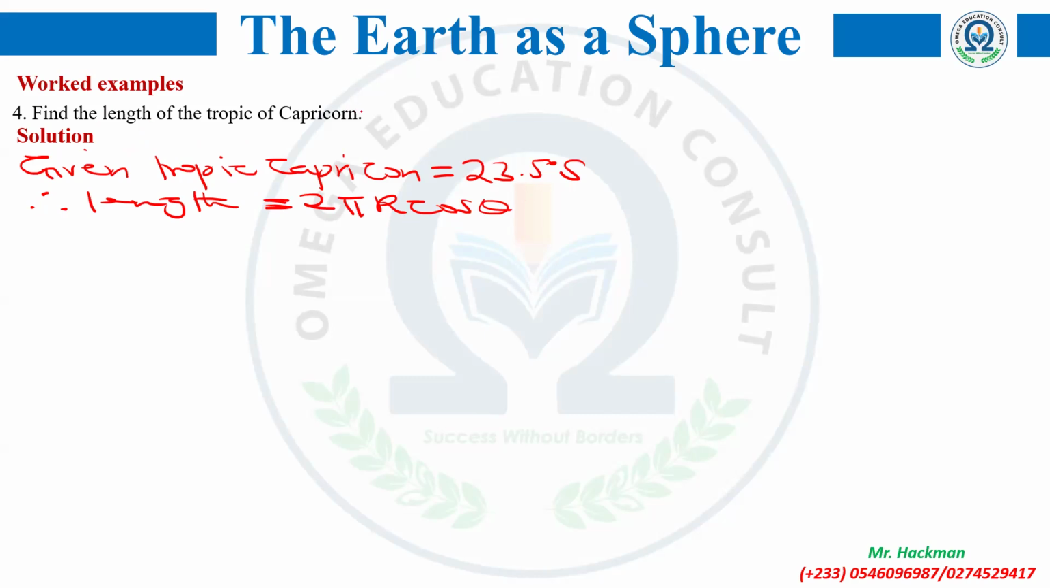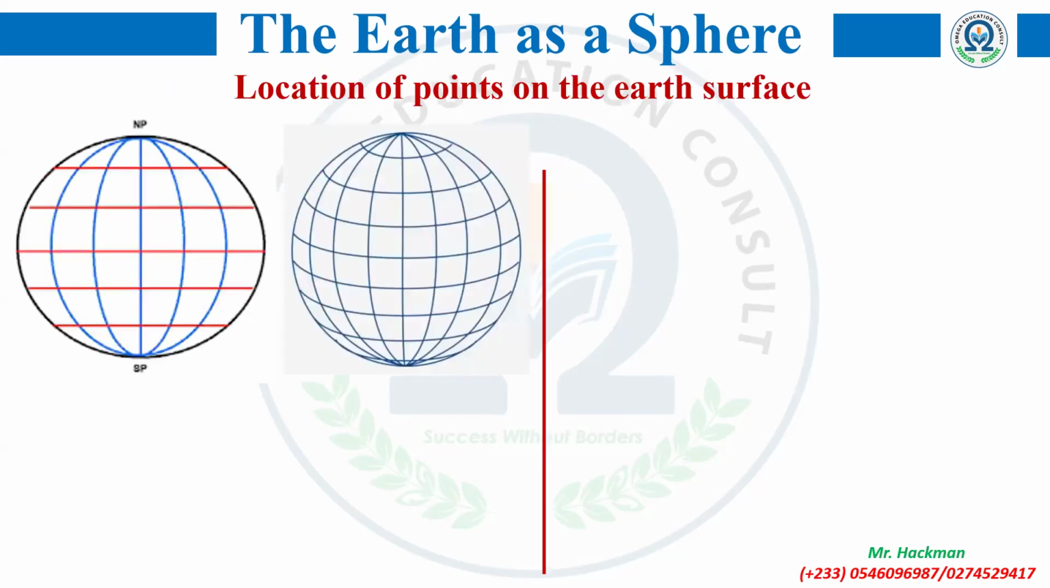Your R is not given. I think I should have added the R, but the R usually will be 6,400 kilometers. So you substitute, then you move on. Is my point well made? So here I just wanted you to know that we can make use of some of the key latitudes and longitudes in the question. So know them and know their angles. Is that okay, my professors? Now, let's look at how to locate points on the Earth's surface. Location of points on the Earth's surface. Any questions before we come to this?